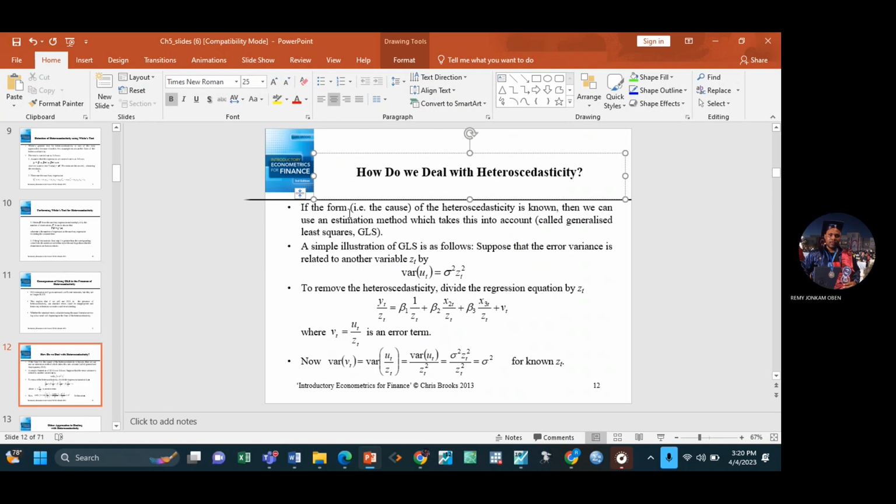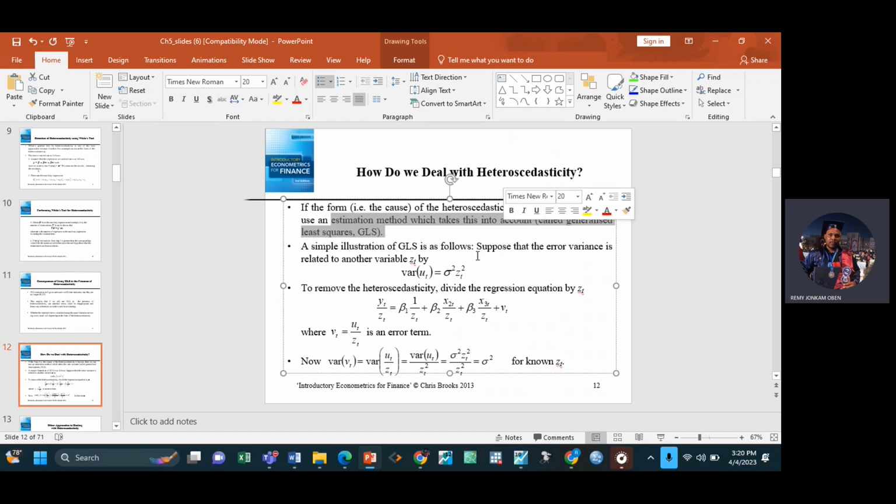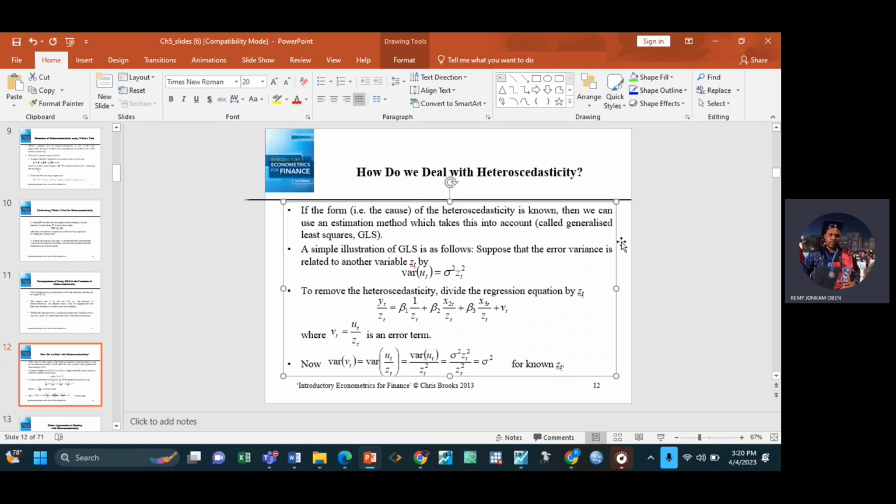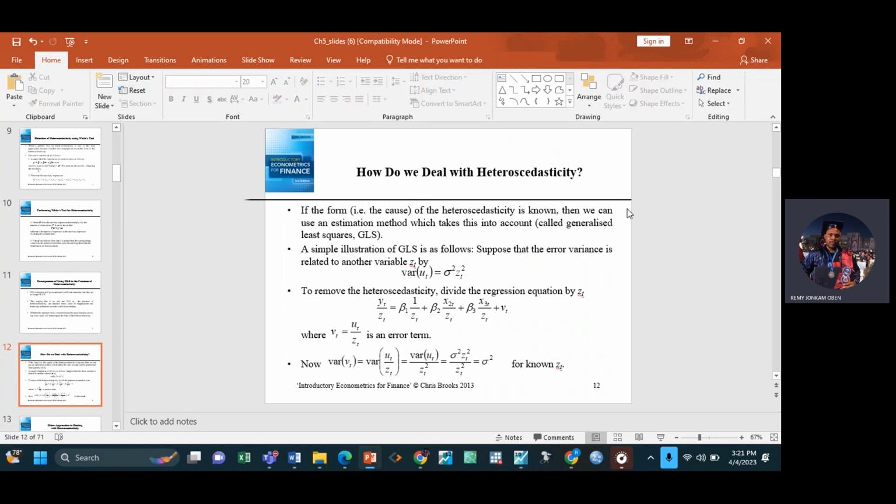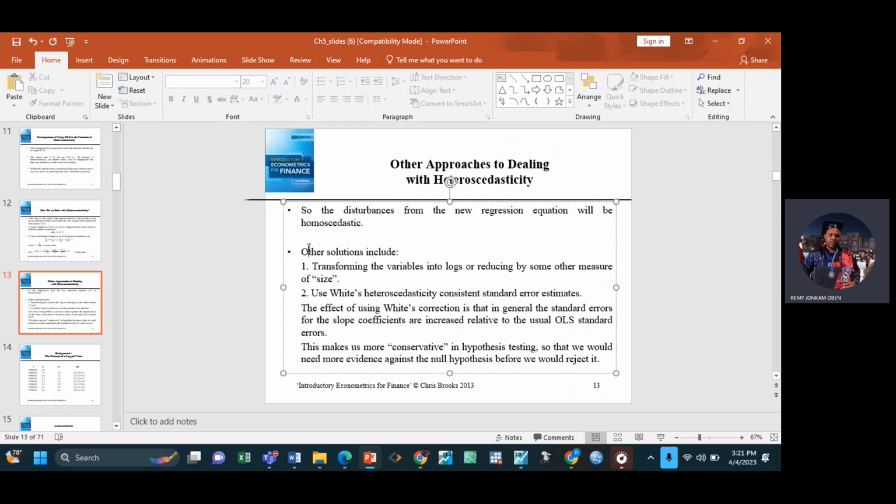So if the form of the heteroskedasticity is known, then we can use generalized least squares, I mentioned already. And a simple illustration of generalized least squares is as follows. But typically, it is difficult for us to know the form of the heteroskedasticity. So in practice, we don't use this method. Theoretically, they're telling us that we can use it if you know the form, but it's not that easy to know it. So in practice, we don't use GLS. So we have other solutions.